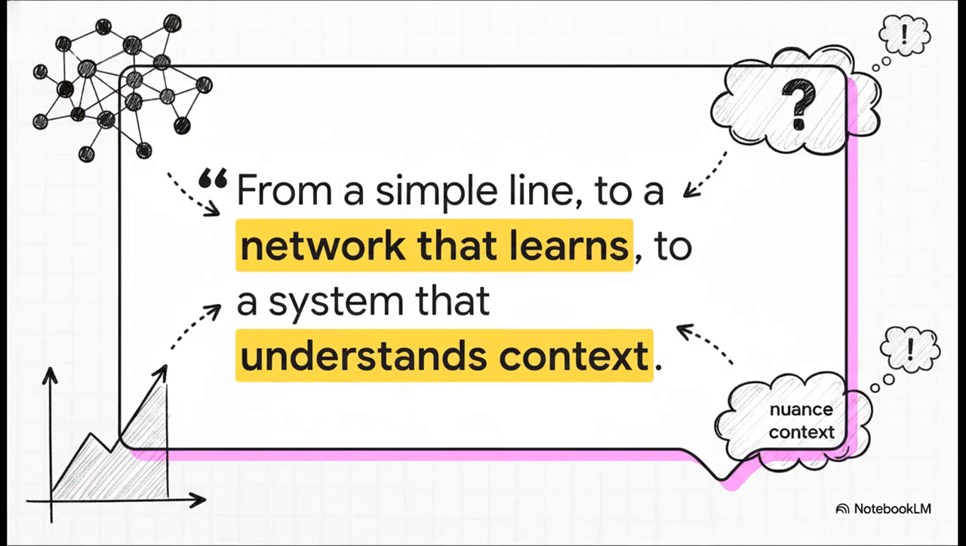So when you step back and look at it, it's an amazing journey, right? We went from a simple line on a graph to a whole network that learns from mistakes, all the way to a system that actually understands context. It shows you that these incredibly complex AIs, they aren't magic. They're just built on these layers and layers of really clever ideas.